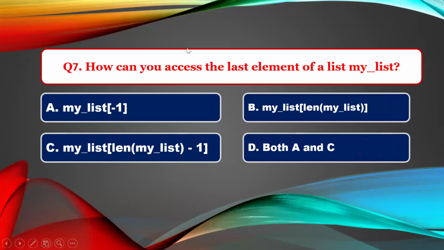Now let's go with the next one. How can you access the last element of the list? If a my list is there, how can you access the last element of the list?